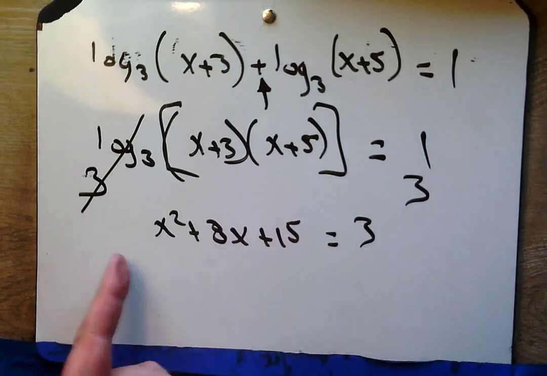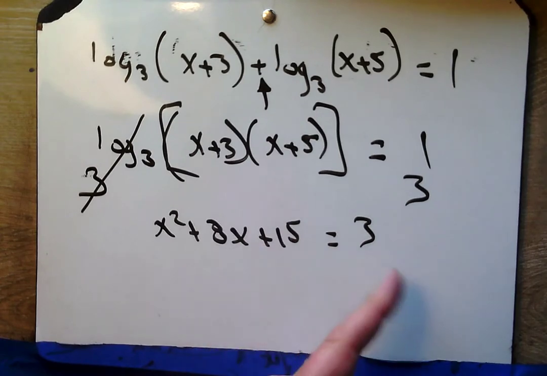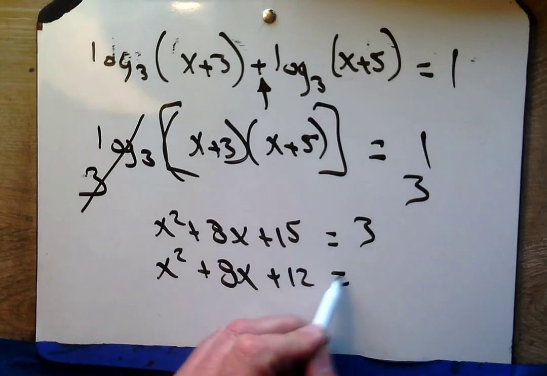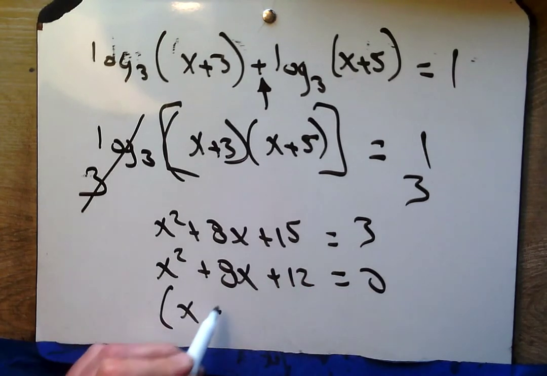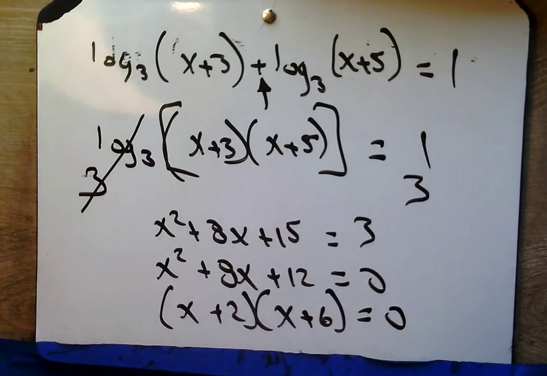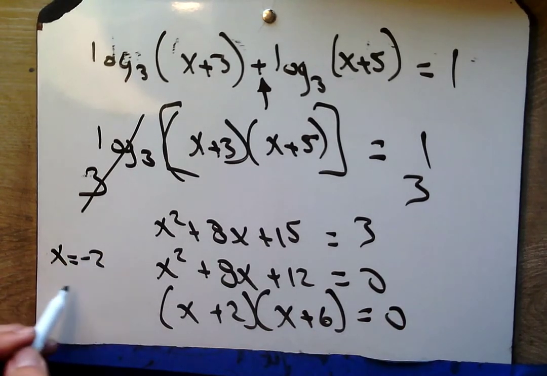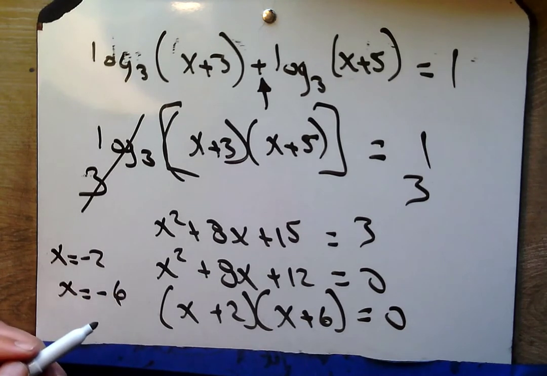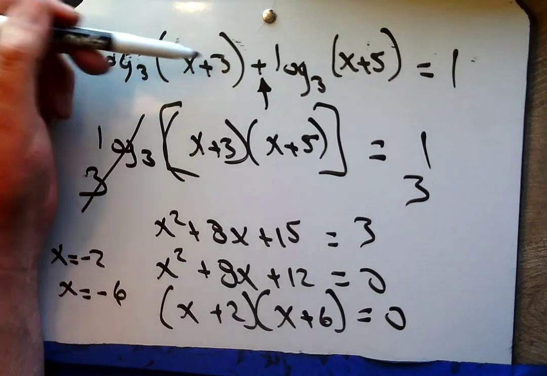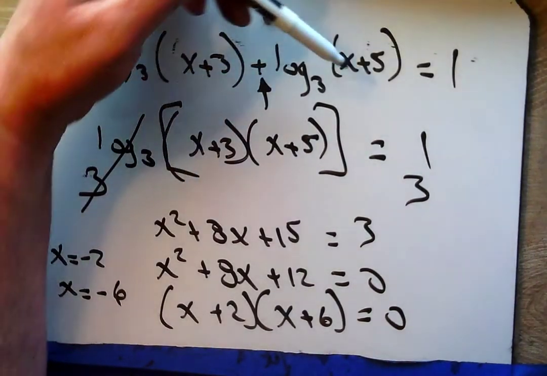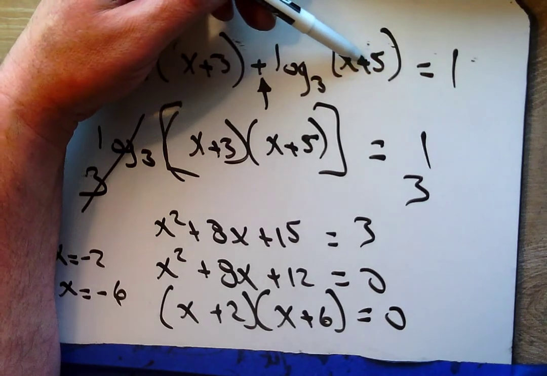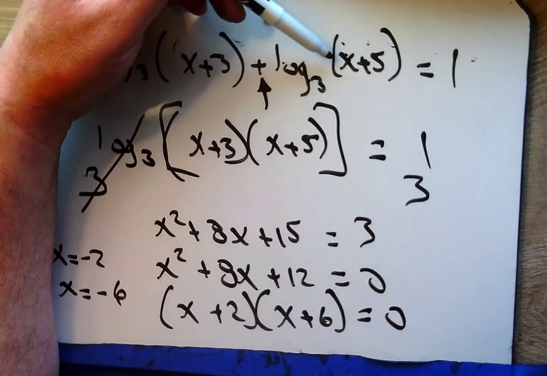Yeah, so I'm solving a quadratic. I want everything on one side, so this is equal to 0. And then I can factor x plus 2, x plus 6 equals 0. So my solution should be negative 2 and negative 6. Well, if I plug a negative 2 in here, negative 2 plus 3 is 1. I can do the log of 1. And if I plug a negative 2 in here, negative 2 plus 5 is 3. Then I can do log base 3 of 3. That works fine.